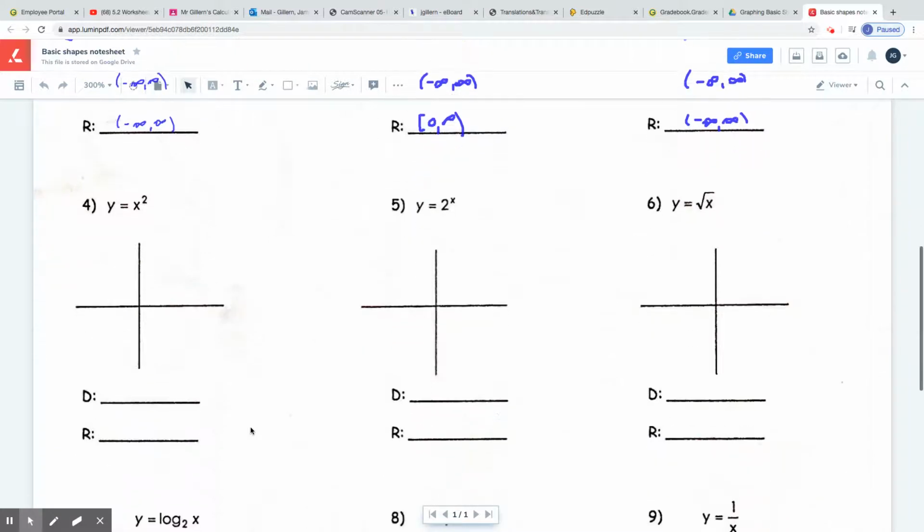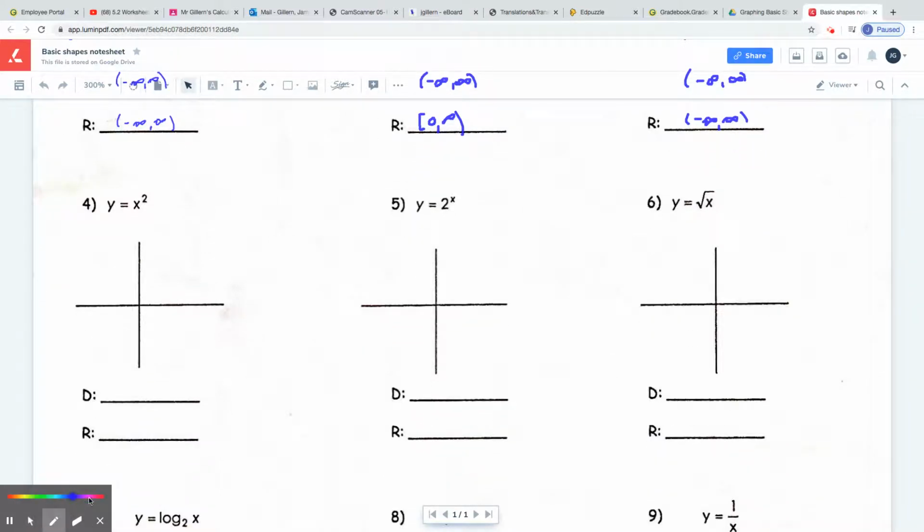All right. y equals x squared. You guys should know this one. This is a parabola. All right. This is a quadratic function. Quadratic.